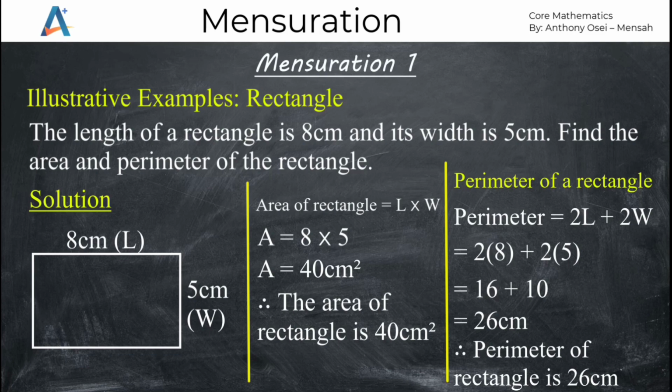Remember, area is in square units, so centimeters squared. But perimeter is not squared, it is a length, a distance around the figure. So centimeters will be the unit for the perimeter. So finally, the answer for the area is 40 centimeters squared, and the answer for the perimeter is 26 centimeters.